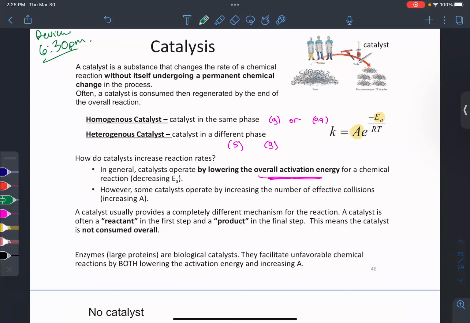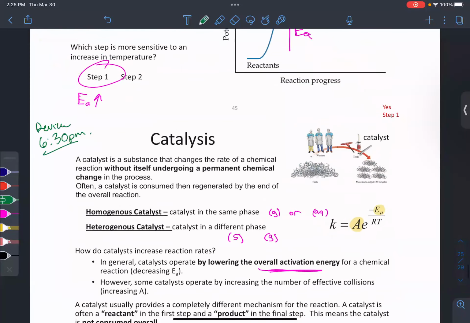And so now we're in the last part of the chapter where we just will look at catalysis, other ways we can speed up reactions. So what we saw earlier was that the speed of reaction, or rate constant, is related to the activation energy for a reaction.